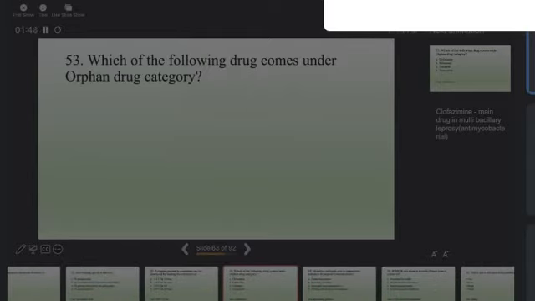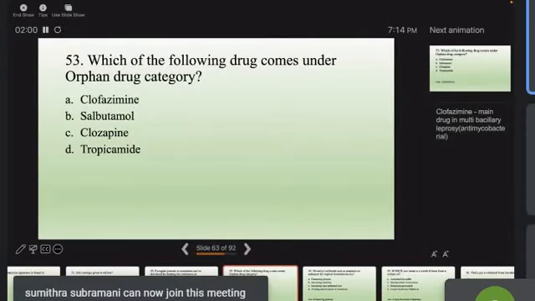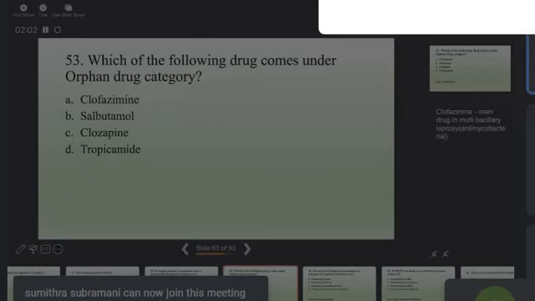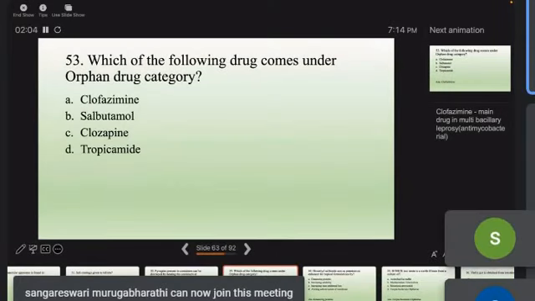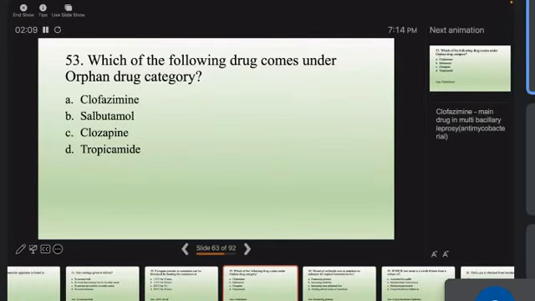Which of the following drugs comes under the orphan drug category? Options: clofazimine, salbutamol, clozapine, tropicamide. Before that, can anyone tell me what an orphan drug is? Or an orphan disease? A drug used to treat rare diseases. Rare diseases, okay. What about orphan? Can you give me any example of an orphan disease?